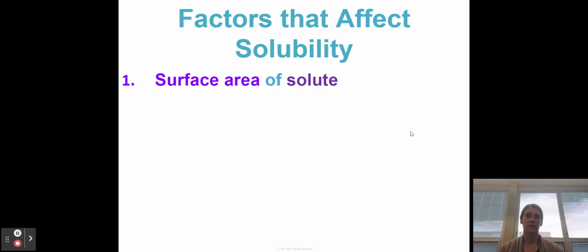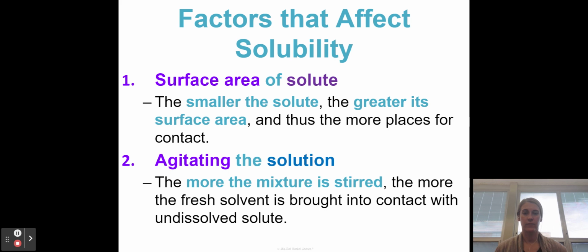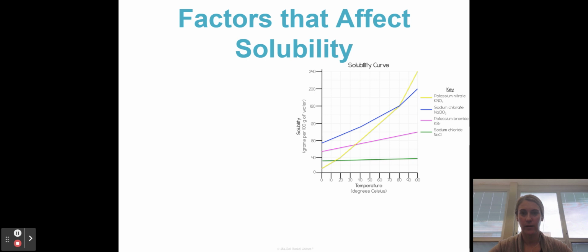All right, some factors that affect solubility. This is kind of intuitive since we're all used to trying to dissolve things, like say in your kitchen, you're trying to dissolve some sugar. How can you get that to dissolve faster? Well, one thing we can do is change the surface area of the solute. The smaller it is, the more surface area to volume it has, and therefore it's going to dissolve faster. If you agitate the solution, shake it, stir it, that gives it some kinetic energy, more opportunities for the solvent to be brought into contact with the undissolved solute.